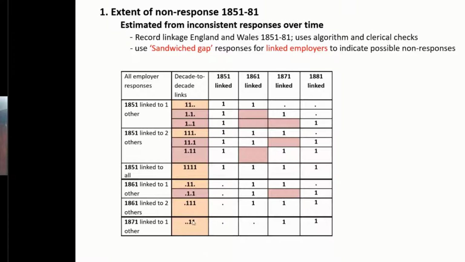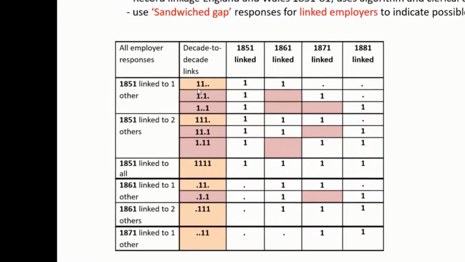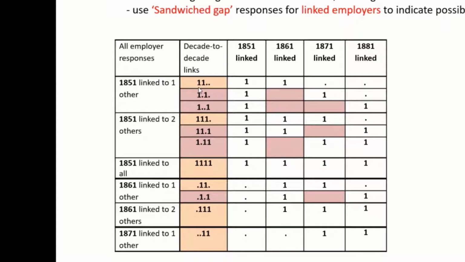And this table shows you a column, the colored column here shows you the linkages that we've achieved. So the very top row here shows you that some people are linked in 1851 and to the next census, 1861, or 1 and a 1 shows they're linked in both. This is broken out on the right-hand side here.